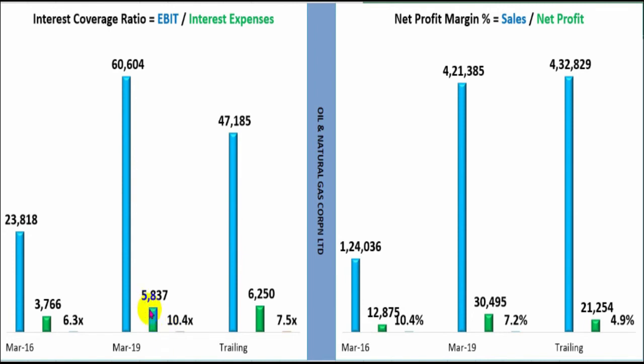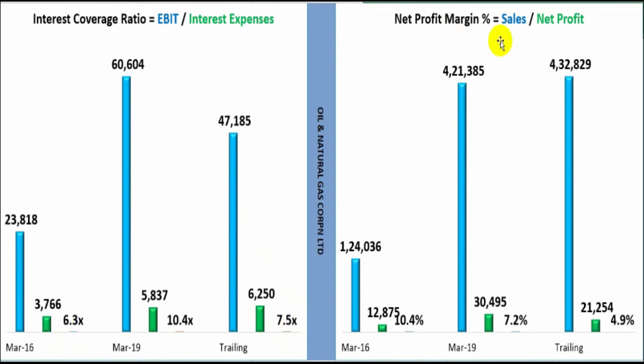So on an interest expense of 5,800 crores, the company's top line profit was around 60,000, so it was very easily able to pay its finance cost. Even in the recent 12 months, although the EBIT has dropped to 47,000 crores, the interest cost has increased to 6,250 crores, and that is why the overall coverage ratio has dropped to 7.5. It is still high. Even in 16 it was 6.3 times.